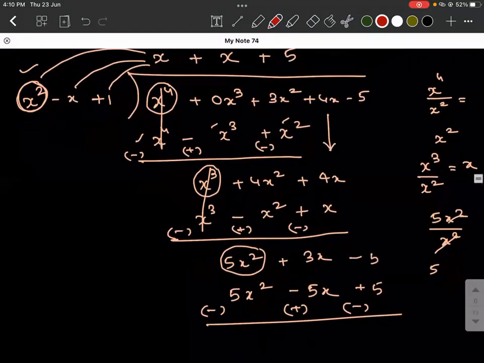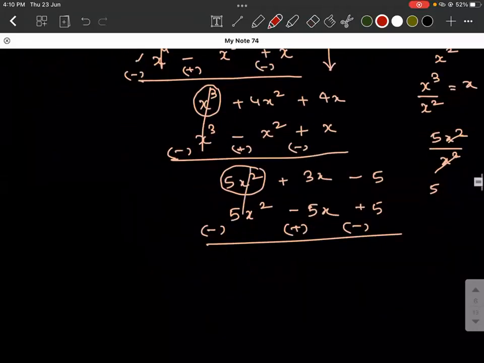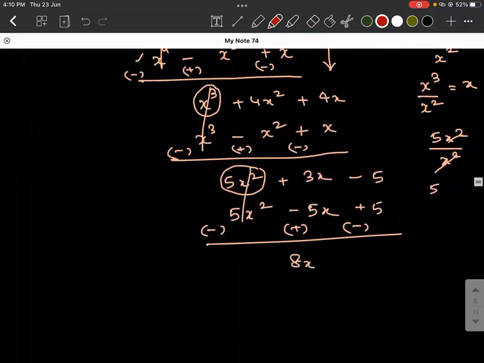Oh, minus 5, I didn't put it. Okay, minus 5 is there. Is it right? Now see, 5x square and this will get cancelled. This will be 8x minus 10.